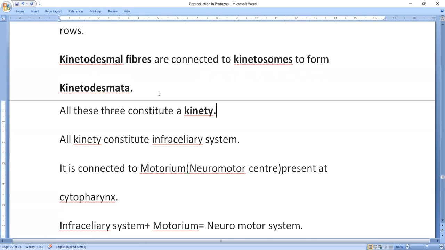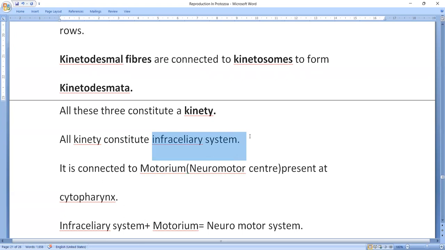So a unit is formed that is called a kinety. Remember, kinetodesmal fibers, kinetosomes, and kinetodesmata, all these three constitute a kinety. All the kineties together make up the infraciliary system.